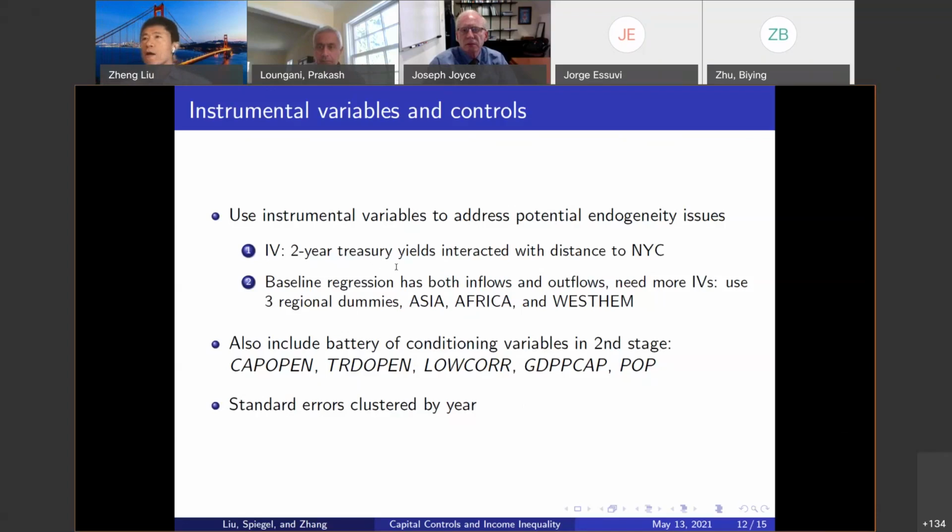We have other IVs because we have two variables in the regression. So we use the regional dummies: Asia, Africa, Western Europe, Western Hemisphere.